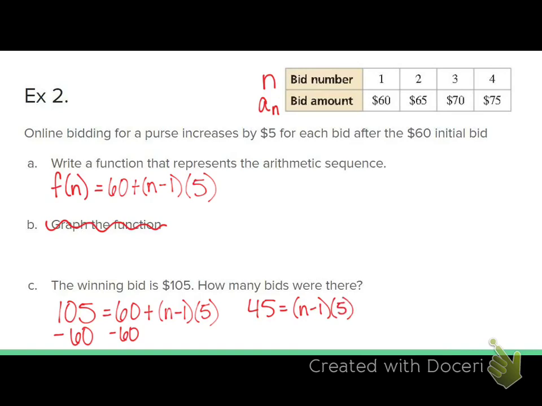Okay, this is where it gets a little tricky. I want to get rid of this 5. How am I going to do that? Divide, very good. We're multiplying by 5, so to undo that, we divide both sides by 5. What's 45 divided by 5? 9. Now, this last step, I'm sure all of you could get. What do we need to do? Add 1. So how many bids were there? 10. So there were 10 bids.